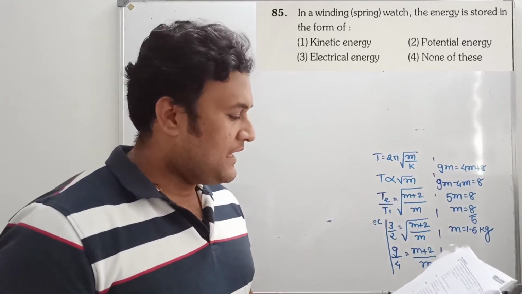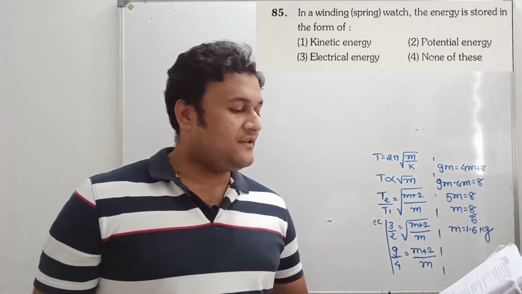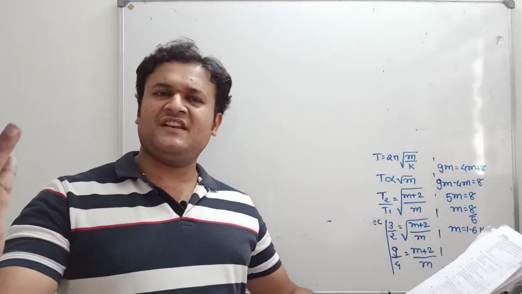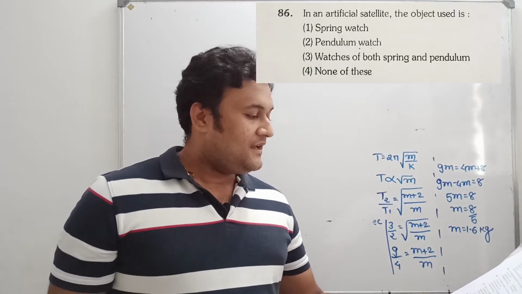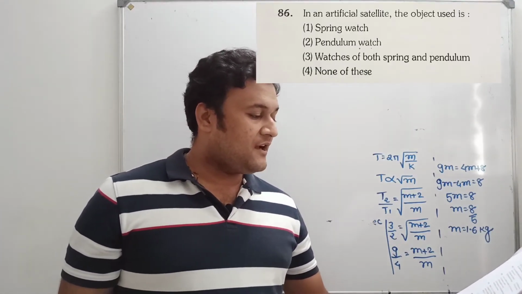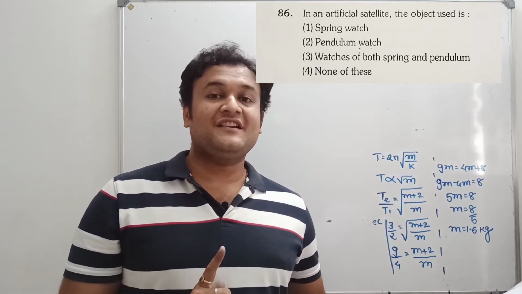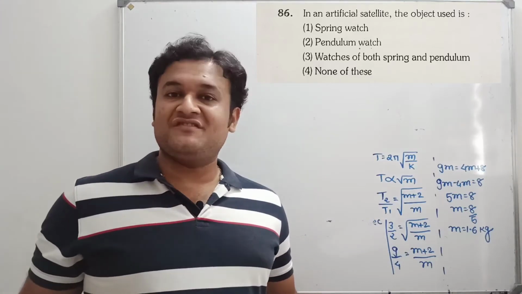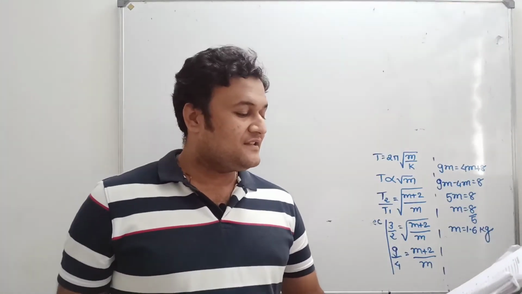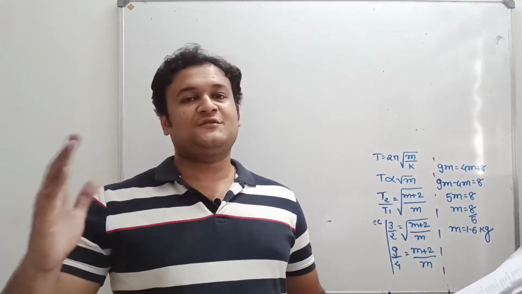Now in a winding watch the energy is stored in the form of potential energy. In an artificial satellite the object used is a spring watch. What object is used? A spring watch, because it does not depend on g, so it depends on mass and spring constant.